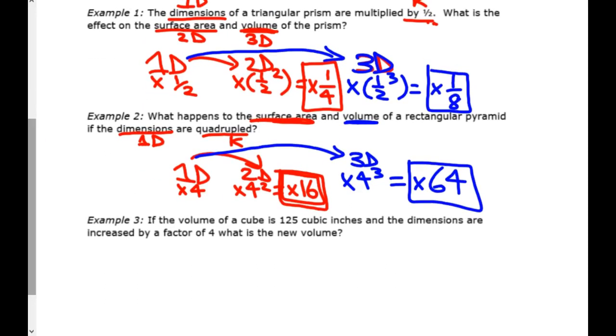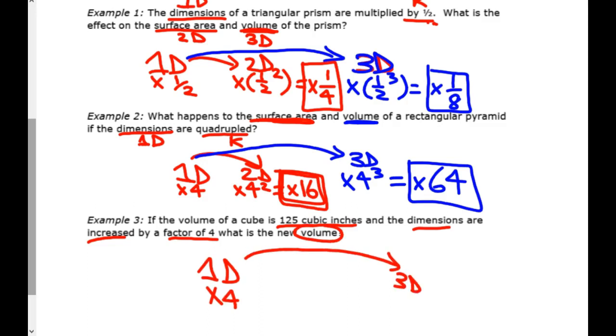Last one. This is the only way it might be different, is if it gives you a volume, okay? So if it gives you a volume, the last step is just to multiply them. So check it out. Example 3. If the volume of a cube is 125 cubic inches, dimensions are increased by a factor of 4. That means 1D times 4. I'm looking for a new volume, which is 3D. See, I don't need 2D. I'm going from dimensions to volume.